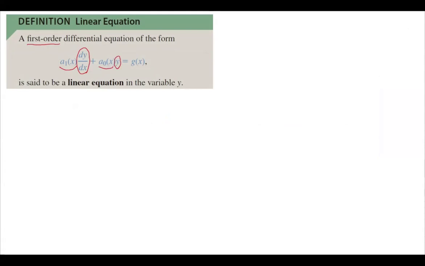A sub 1, a sub 0, these are all functions or terms in x, and on the right-hand side you have another function or term in x as well. This is said to be a linear equation in variable y. It means that y depends on x. To solve these types of equations, first we need to write in standard form.